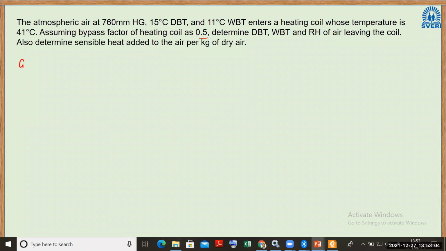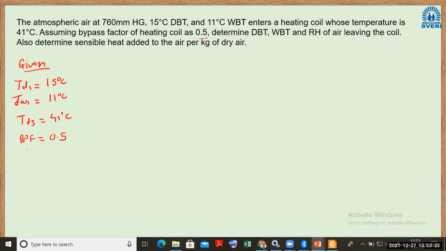Okay, so I'll write down the given data here. What is given here? TD1 is given. TD1 is equal to 15 degrees Celsius. TW1 is given as 11 degrees Celsius. It is entering a coil whose temperature is 41, so that is TD3. TD3 is 41 degrees Celsius. Bypass factor is given. BPF is 0.5.